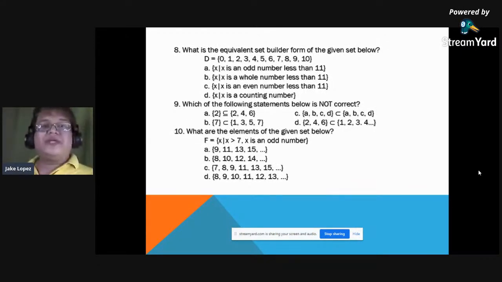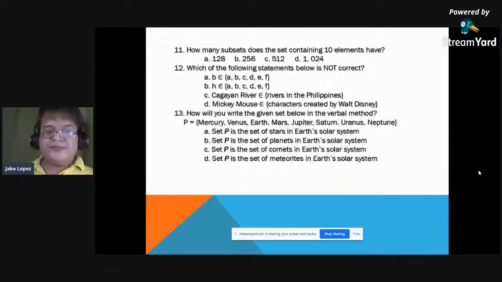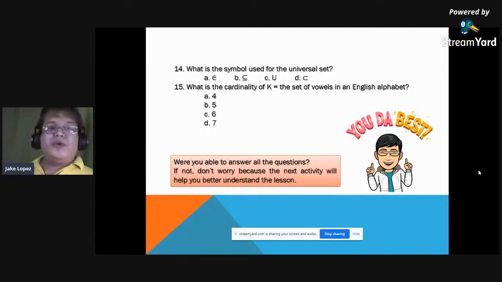Number eight, what is the equivalent set builder form of the given set below? Number nine, which of the following statements below is not correct? 10. What are the elements of the given set below? 11. How many subsets does a set containing 10 elements have? 12. Which of the following statements below is not correct? 13. How would you write the given set below in verbal method? 14. What is the symbol used for the universal set? And 15. What is the cardinality of K equals the set of vowels in an English alphabet?